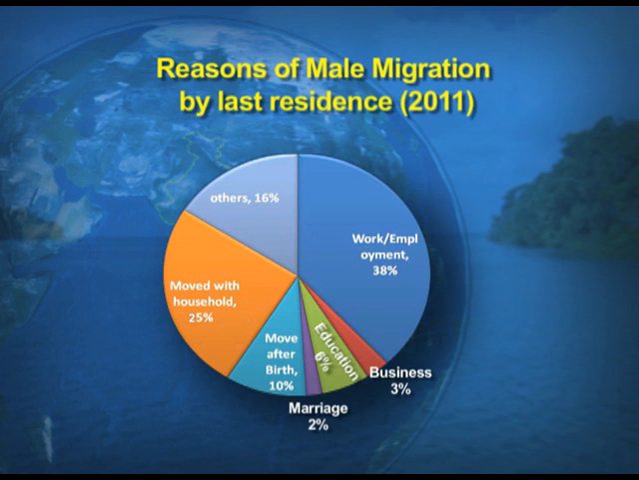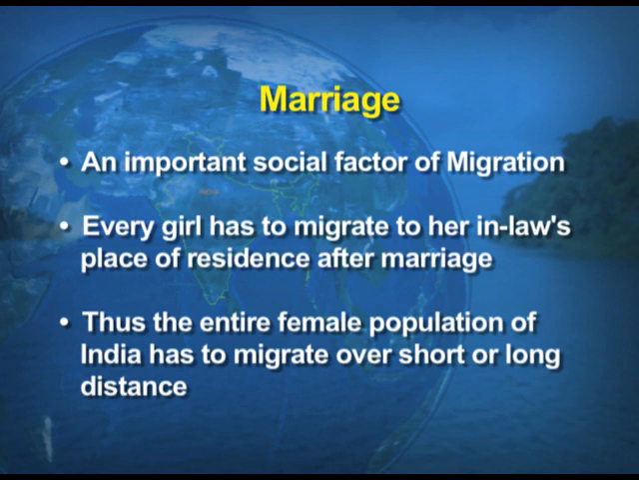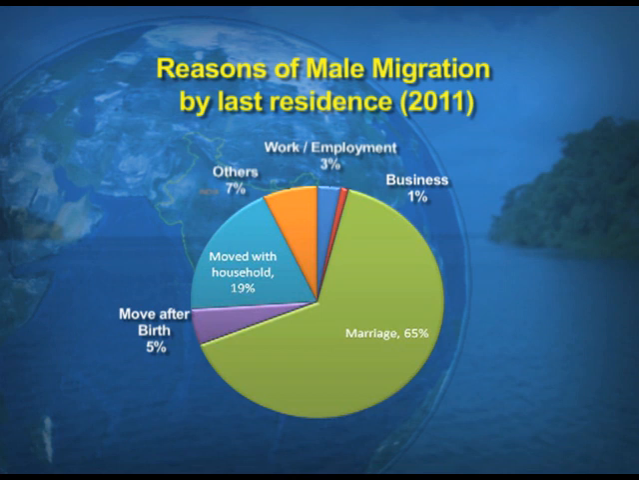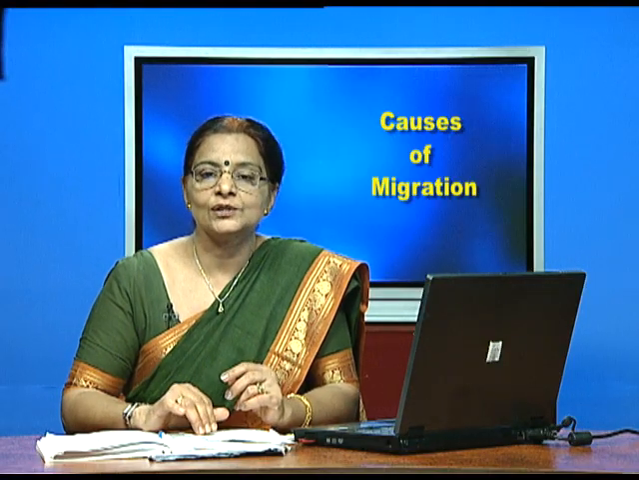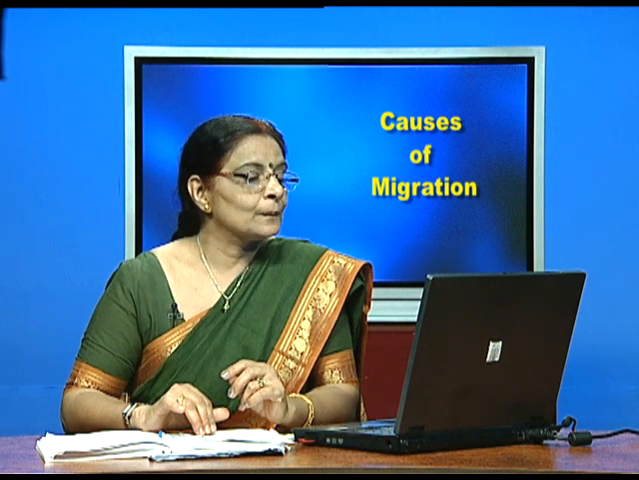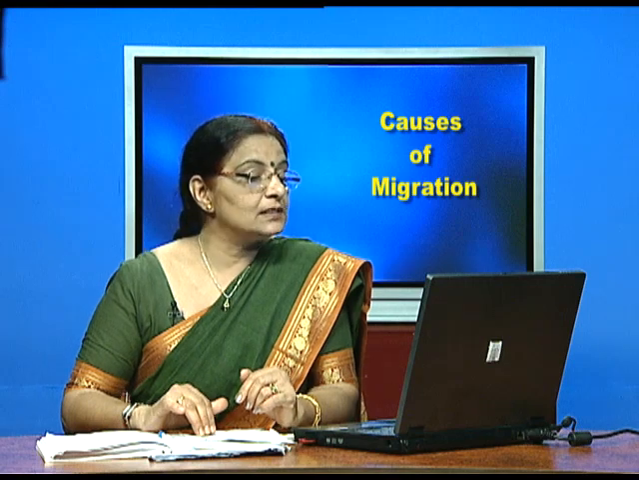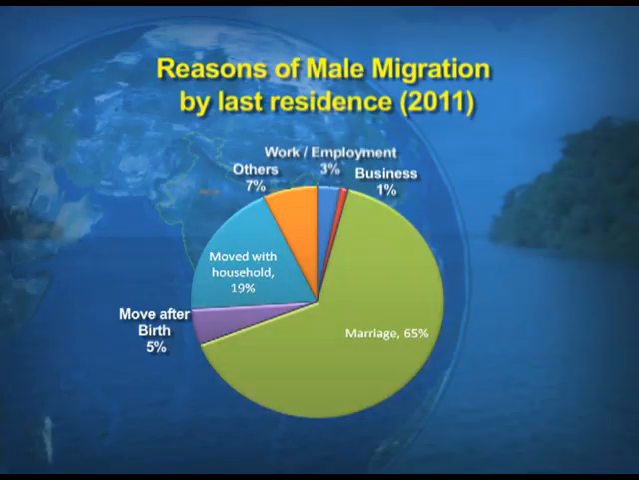And the least percentage of migration among males, children, is marriage. And marriage, which is least under male migration, you will find in another visual which indicates female migration. Here you can see more than 50% of the migration, that is 65% of the migration of females, is only because of marriage. So, you can well differentiate between the causes of male migration and female migration. And the second largest migration among females, as you can see in the visual, is when they move with the households. That means the whole family shifts from one place to another. Then movement after birth is only 5% among females.